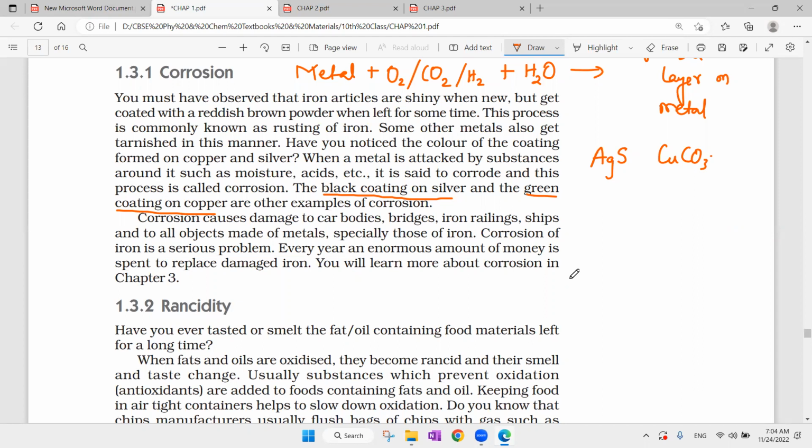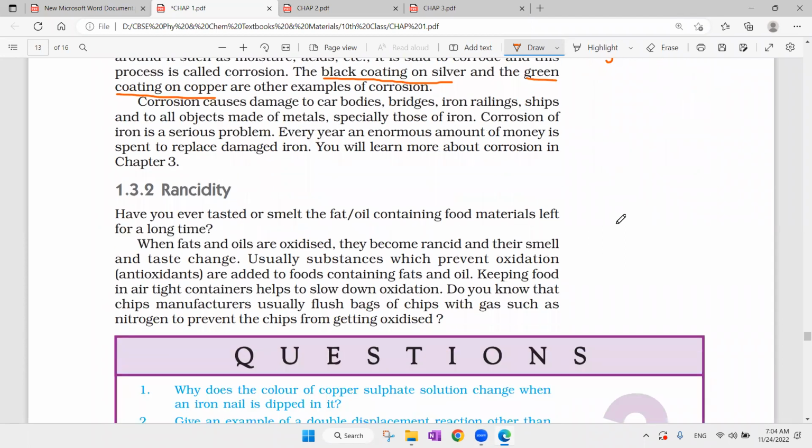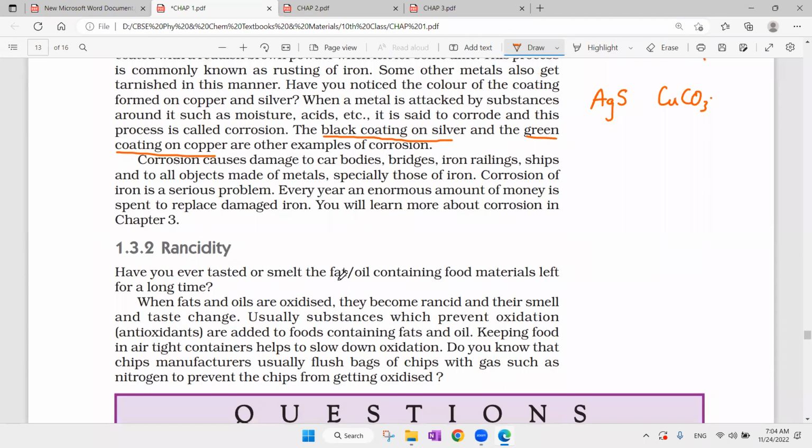Galvanization, painting, tinning, alloying, electroplating, many. Plating. Yeah. Okay, next, rancidity. What is rancidity?